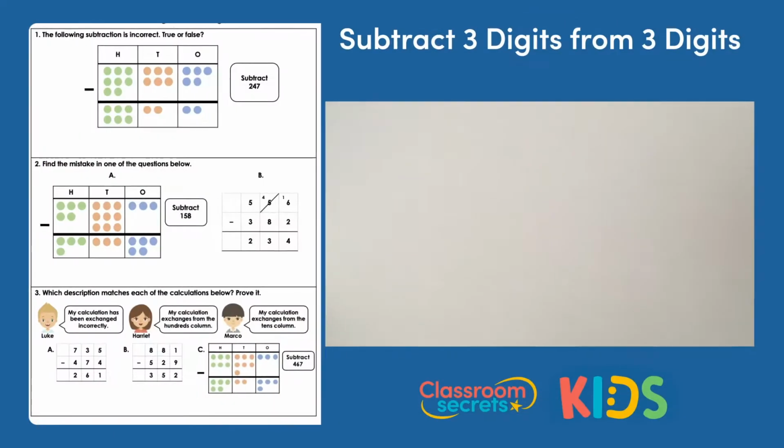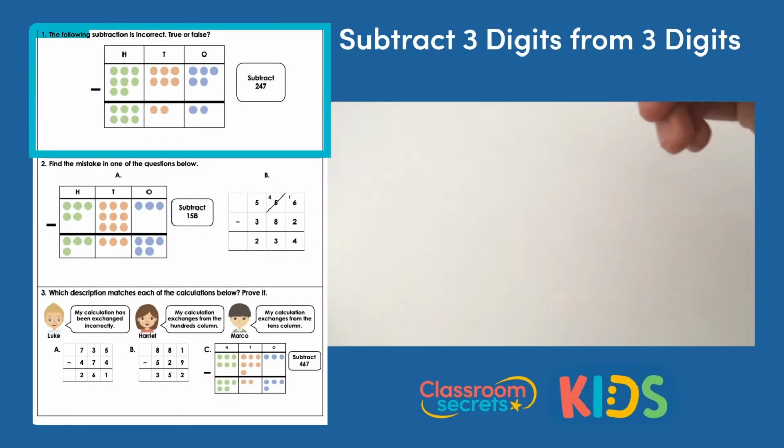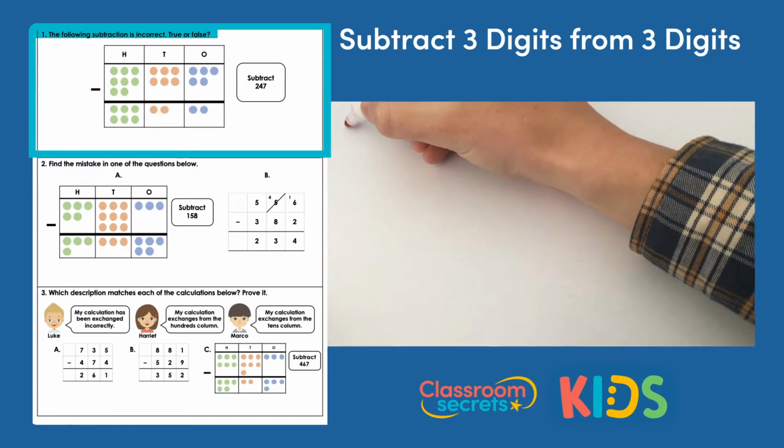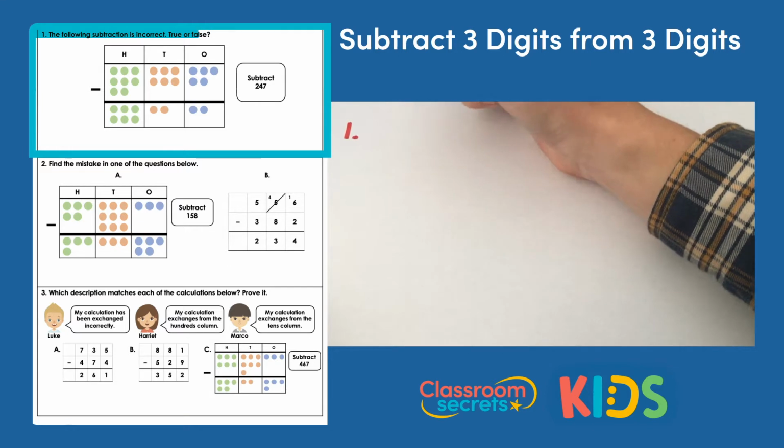This answer video will talk you through the answers for the worksheet subtracting a 3-digit number from another 3-digit number. It'll also talk you through some of the trickier bits involved in this skill. Question 1 wants us to know if the following subtraction is incorrect, and it's a true or false question, so we need to have an answer that's true or false.